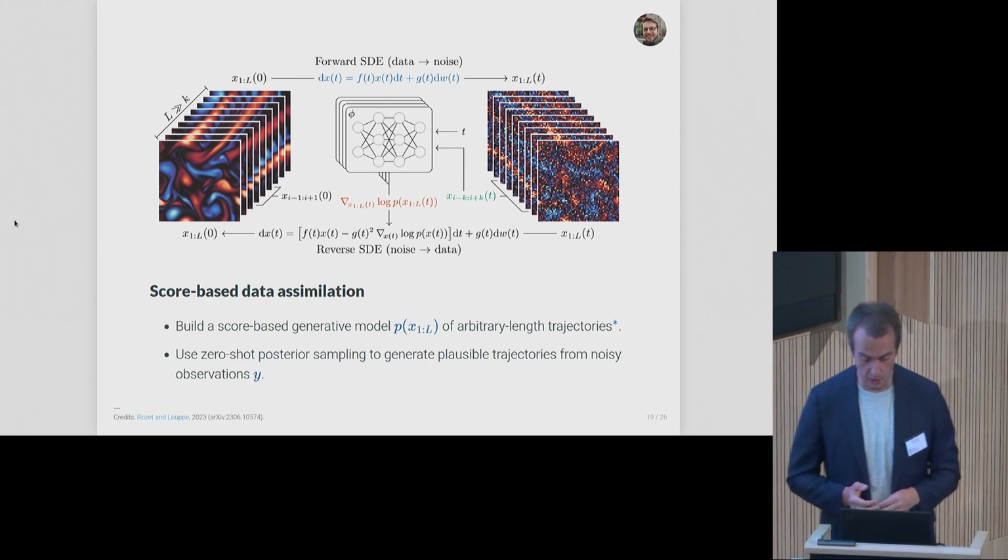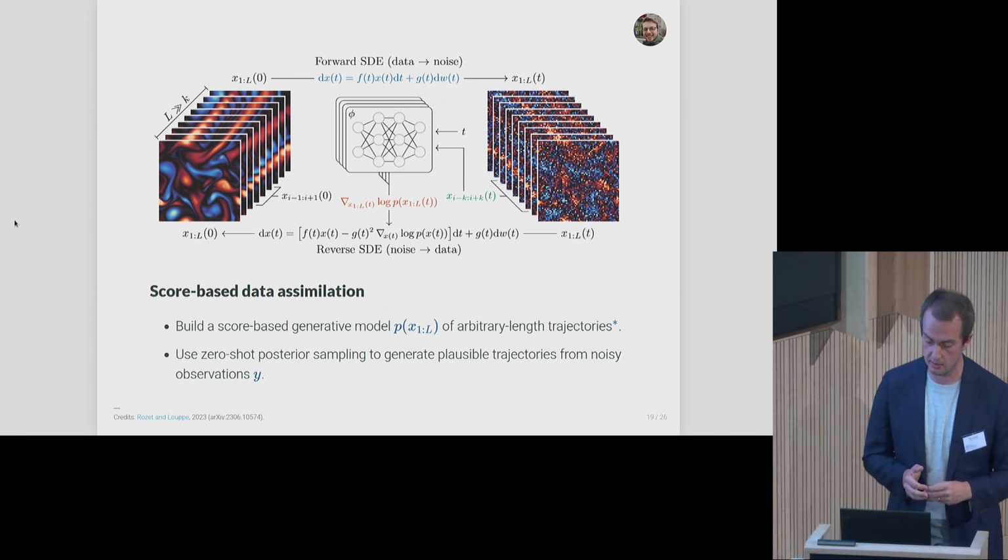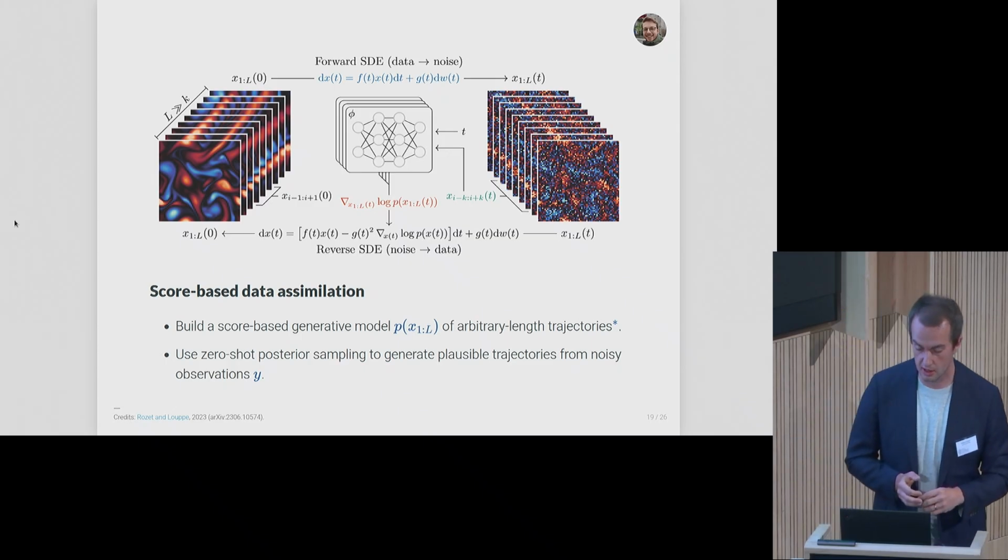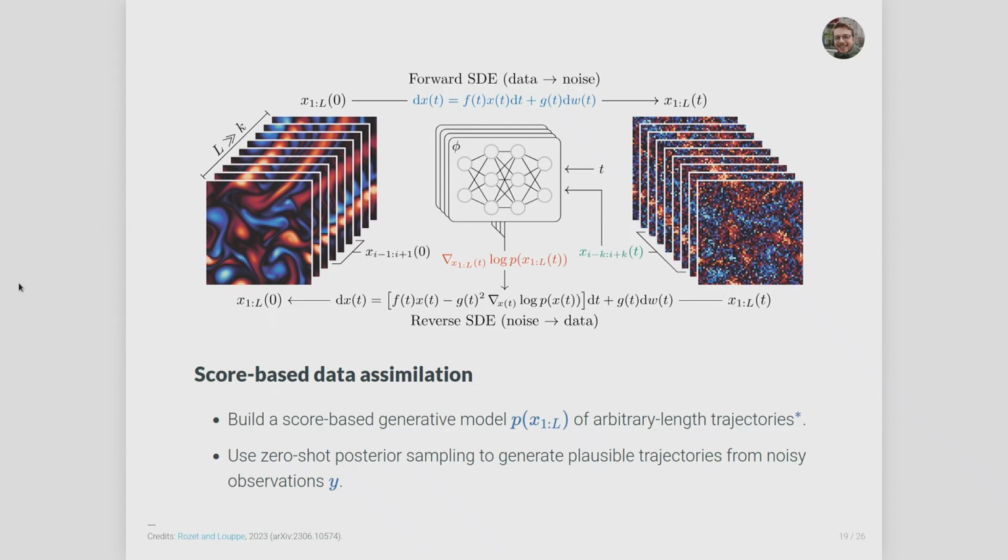Okay, so the strategy that we propose to tackle this problem is called score-based data assimilation. It really follows the same strategy as before. First, we build a diffusion model of, in this case, trajectories of the system. We had to make a few tricks such that we can generate trajectories of any length. It's not something that we fix. And then second, once we have this prior over state trajectories, then we can use a zero-shot posterior sampling algorithm, whatever flavor you want to use, to sample trajectories which would be consistent with the observations.